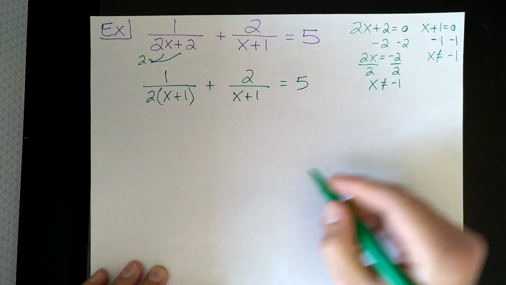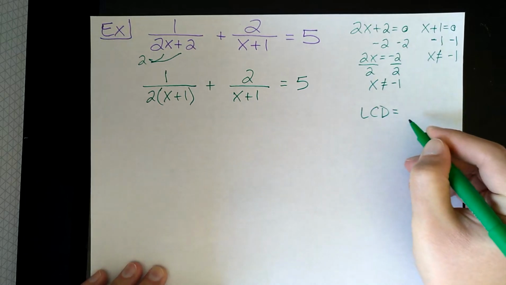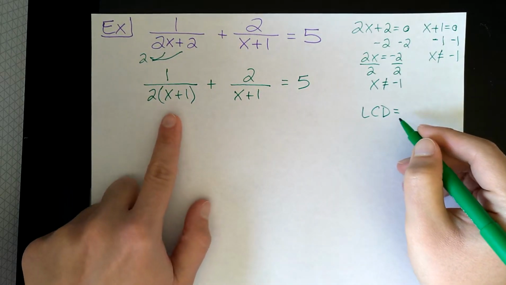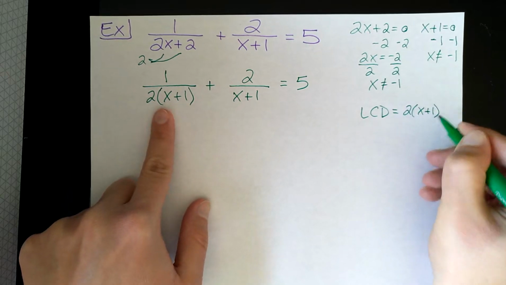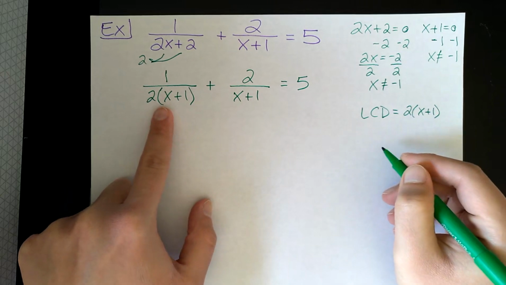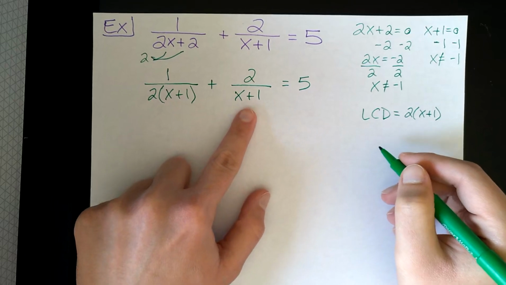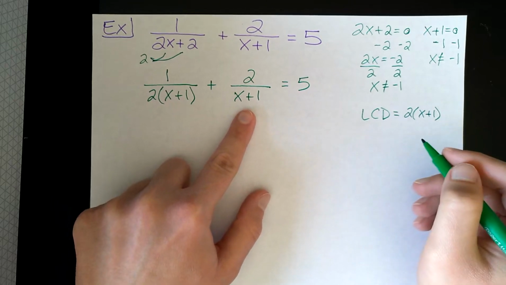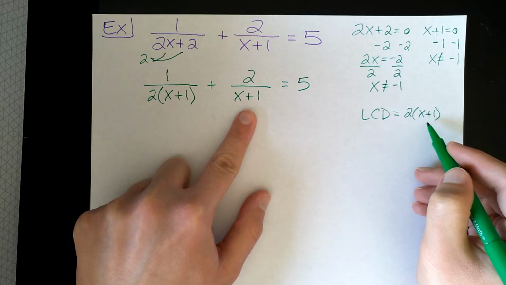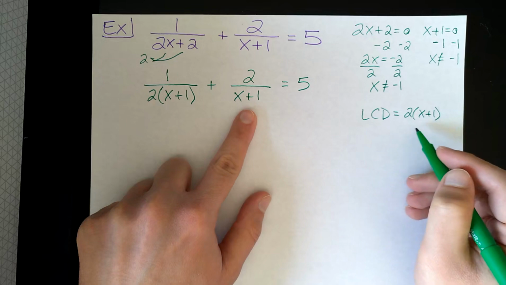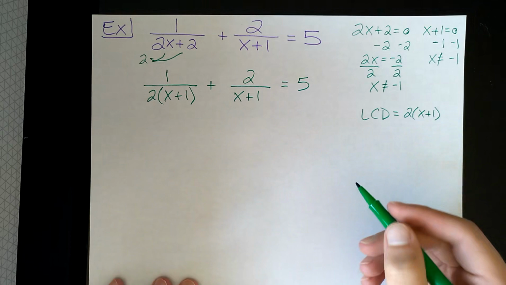And now we'll create our LCD that we will multiply by. So the first thing to note is we take our first denominator and start that off as our LCD, and then we check if anything is missing. So moving on to the second denominator, we have x plus 1. X plus 1 is already included in the LCD, so we already have the LCD. It is just 2 times x plus 1. That's what we're going to multiply to every term.